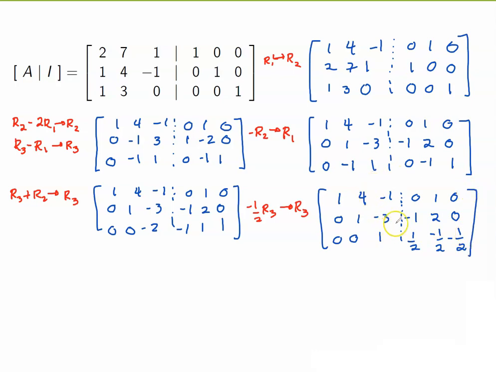Next, we zero out the entries above your leading entries. We want to turn this into 0. We do that by replacing R2 with R2 plus 3R3 and replacing R1 with R1 plus R3.